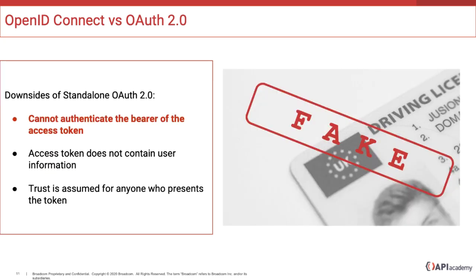This, of course, can cause problems. Within the OAuth 2 protocol, there's no way to verify that the bearer of the access token is the one who originally received it. The access token contains no user information. Whoever presents the access token is considered trusted and authorized. This trust leaves the transaction between the API endpoint and the access token vulnerable to a man-in-the-middle attack.